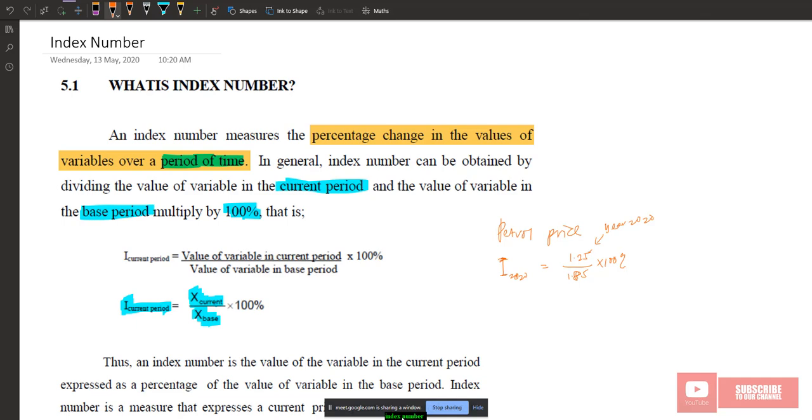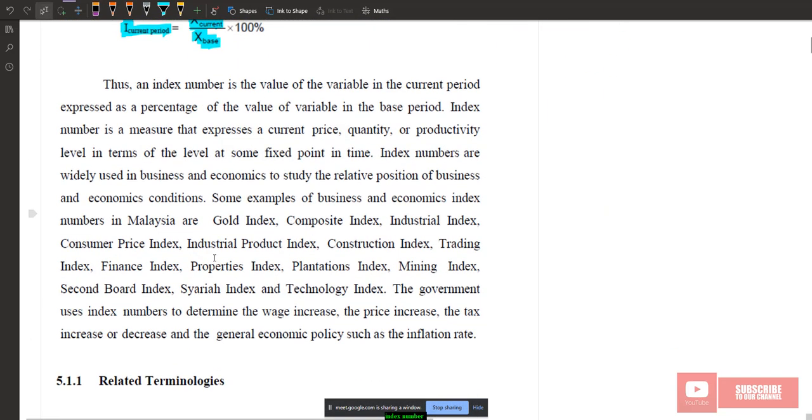Right? So index number, if you can read this one, is the value of the variable in the current period expressed as a percentage of the value of the variable in the base period. So index number is a measure that expresses the current price, quantity or productivity level in terms of the level at some fixed point of time, right?